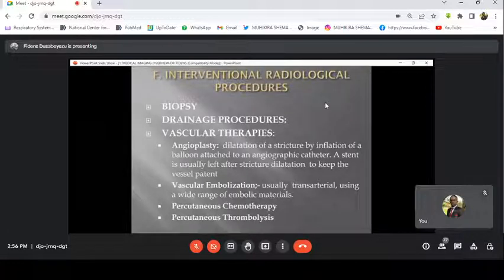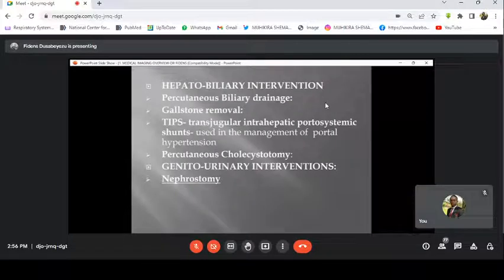For these last years, we didn't have any. We can even do hepatobiliary intervention. We can even do percutaneous biliary drainage. We can do a gallstone removal, removing the stones without opening the abdomen. We can do what you call TIPS, meaning transjugular into the liver when the liver has a disease. We can do what you call percutaneous cholecystectomy.